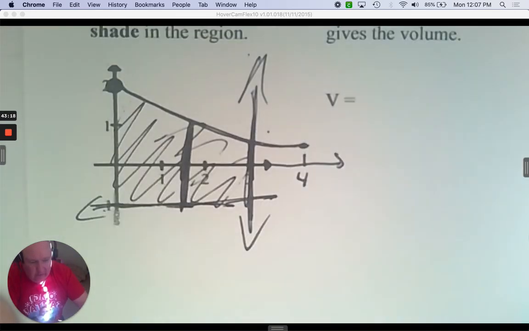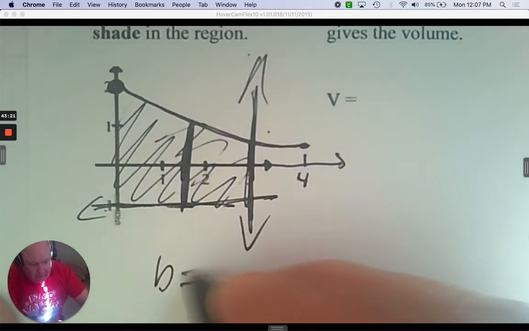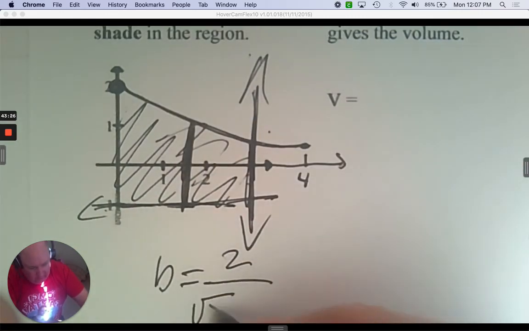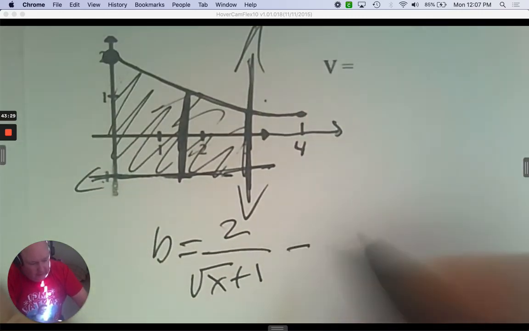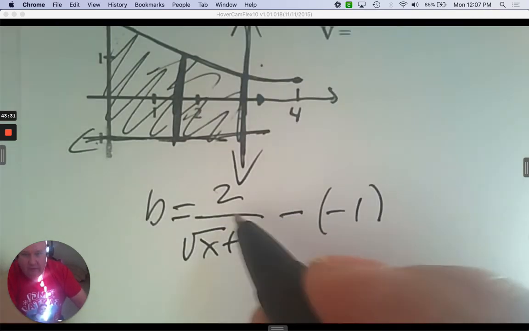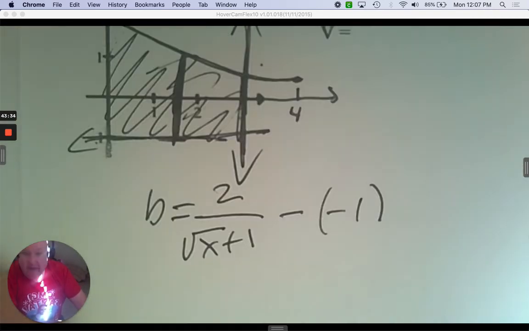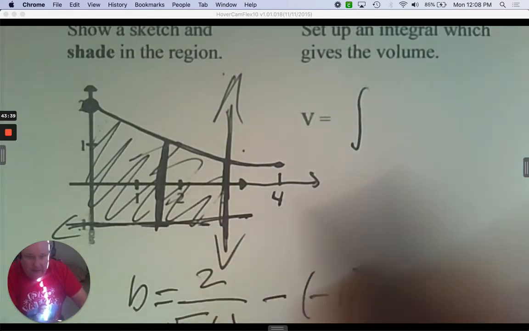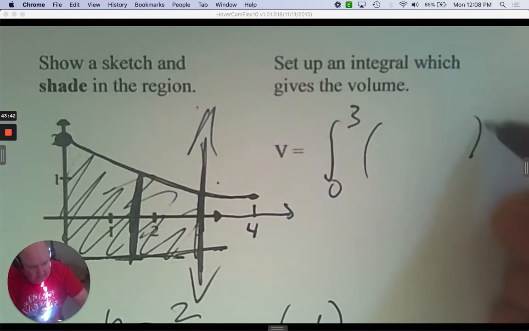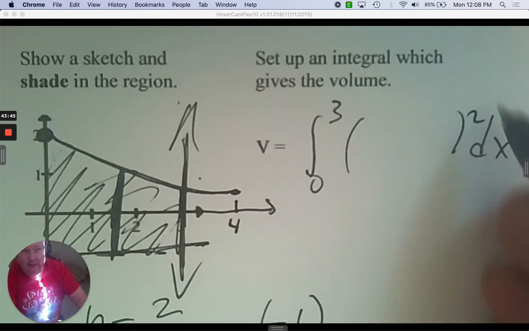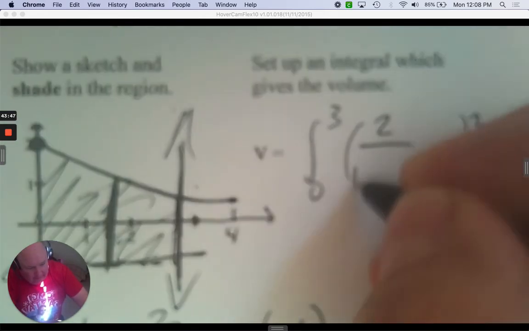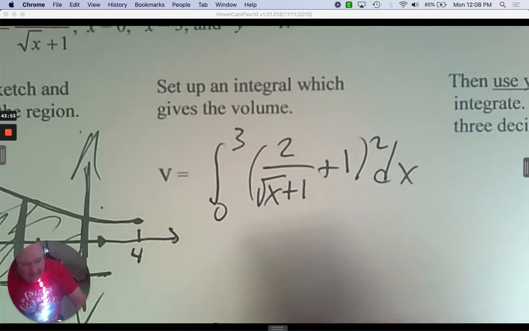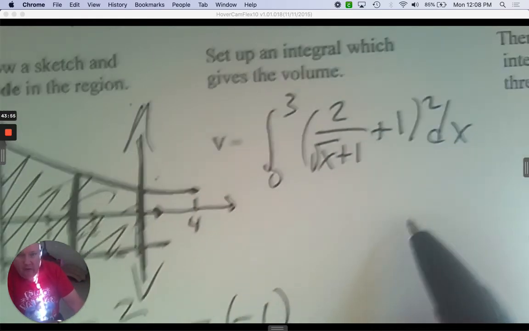So one square, that's going to be the base of that square, top, subtract bottom. So the top is this, subtract the bottom, which is negative 1. So that's top, subtract bottom. So the setup then is an integral question. The lower limit to the upper limit. So that's 0 to 3. The formula for a square is take the base and square it. So I'm just going to plug that in. And it's done. That's the integral setup to find the volume using square cross sections.